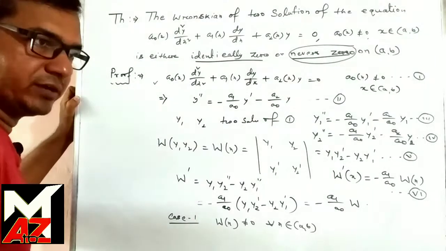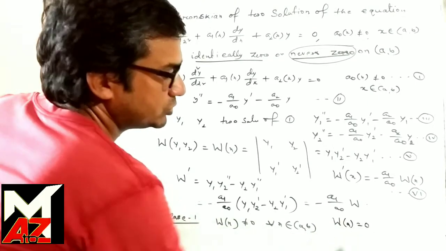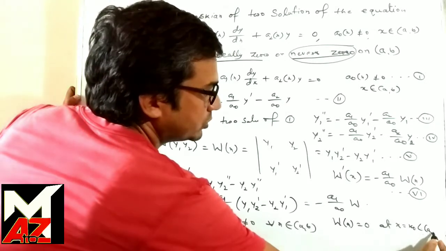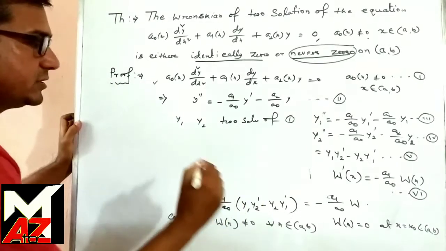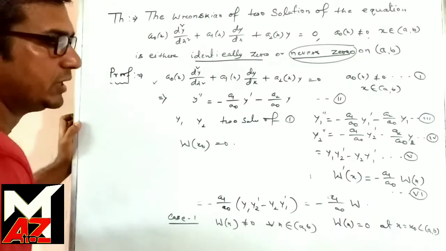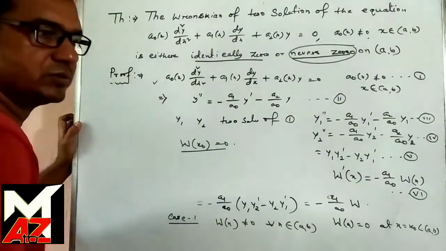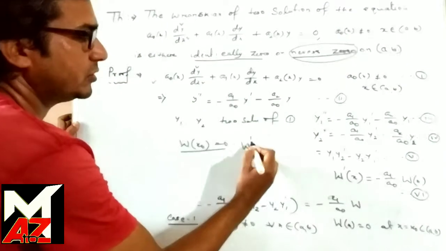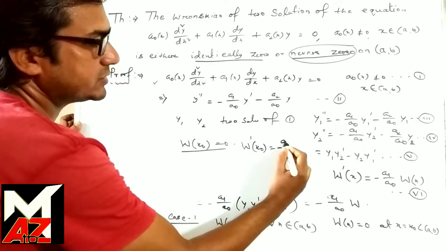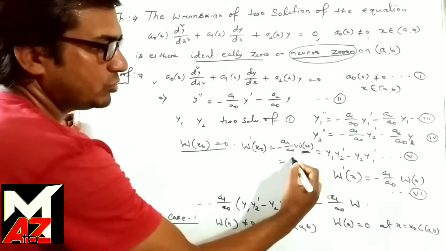And if we take the Wronskian of x equal to 0 at x equal to x0 belonging to (a, b), then we get the Wronskian of x0 equal to 0, and from relation 6 we get W dash x0 equal to minus a1 by a0 into W x0, and this is equal to 0, so this is 0.